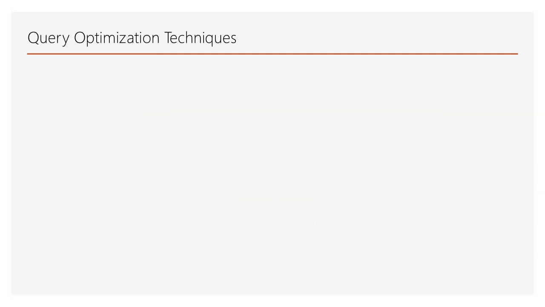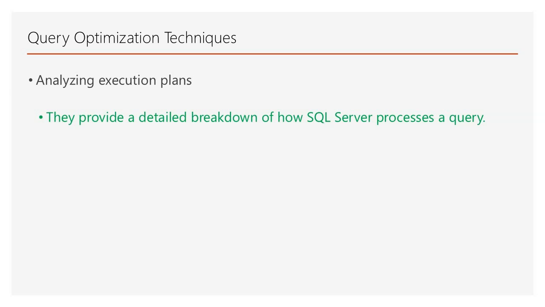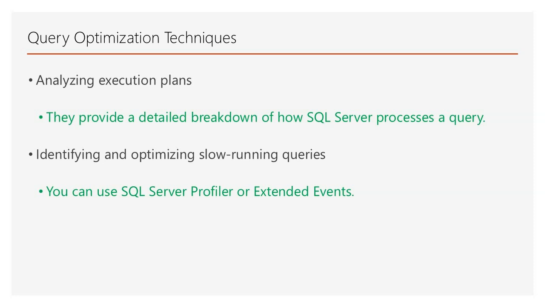Optimizing queries is crucial for enhancing the performance of your SQL Server. Poorly written queries can lead to significant performance issues, consuming excessive resources and causing delays in data retrieval. One of the first steps in query optimization is analyzing execution plans. Execution plans provide a detailed breakdown of how SQL Server processes a query, including the order of operations and the resources required. By reviewing execution plans, you can identify inefficiencies such as table scans or inefficient joins and make necessary adjustments.